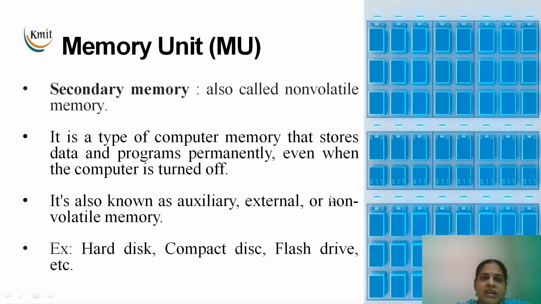Next, coming to the secondary memory, it is also called non-volatile memory. Why we call it non-volatile memory is because it stores your data as well as your programs permanently, even when the computer or power is turned off. That is the reason we call this memory non-volatile. It is non-volatile in nature. So it is also known as auxiliary memory or external memory or even non-volatile memory. And examples of secondary storage devices or secondary memory are your hard disk, your compact disk, flash drive, or pen drive.